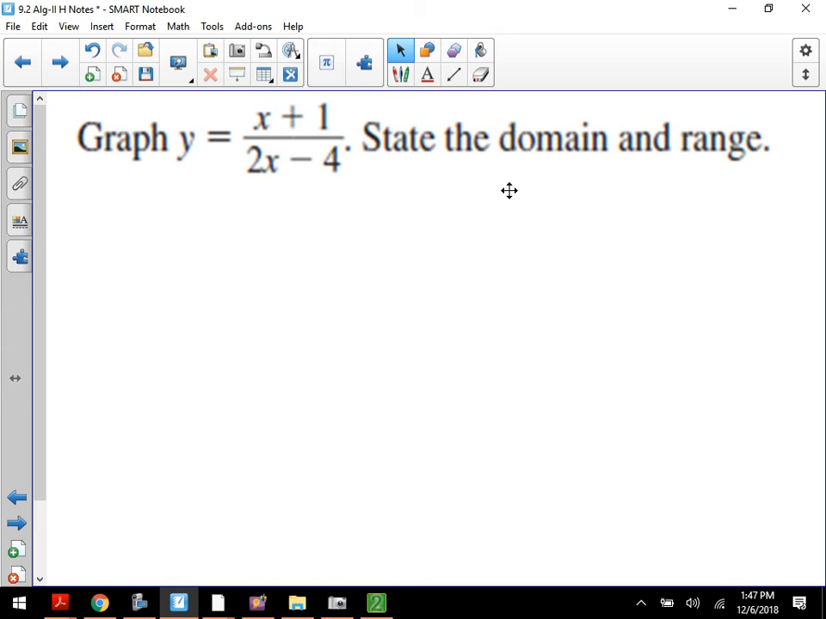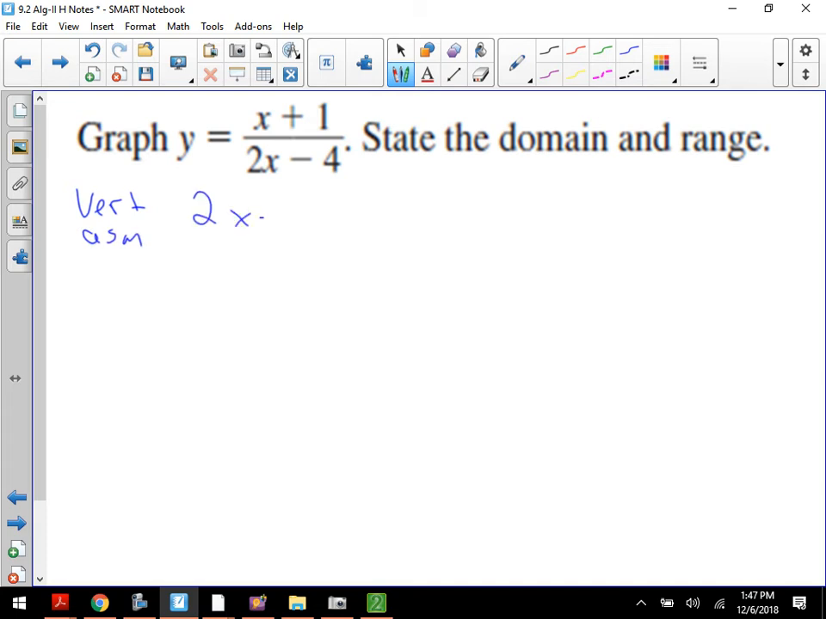So here we've got y equals, numerator is x plus 2, denominator is 2x minus 4. So first thing I always want to do is get my vertical asymptote, which is at the zero of the denominator.